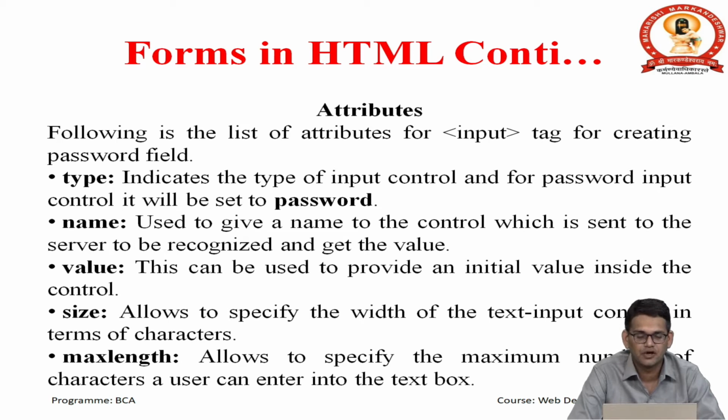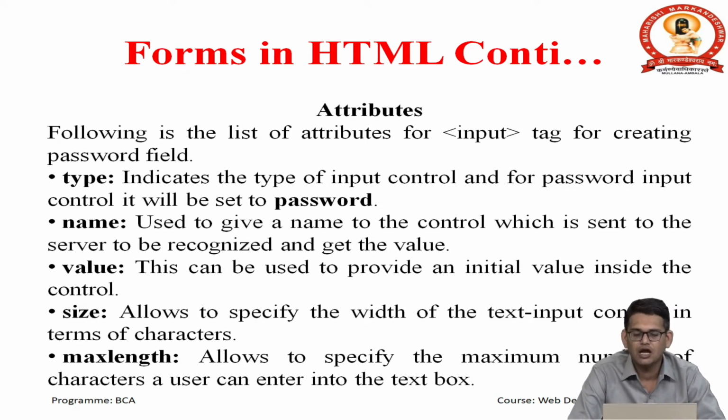Next one is the name. It is used to give a name to the control which is sent to the server to recognize and get the value. So the name is used to uniquely identify that this data belongs to this tag or this element of the HTML. Next one is the value. This can be used to provide the initial value inside the control. Suppose in some cases we want some content to be already filled. For that reason we can use value, and we provide the value in that field. It means the box is already filled with some values.